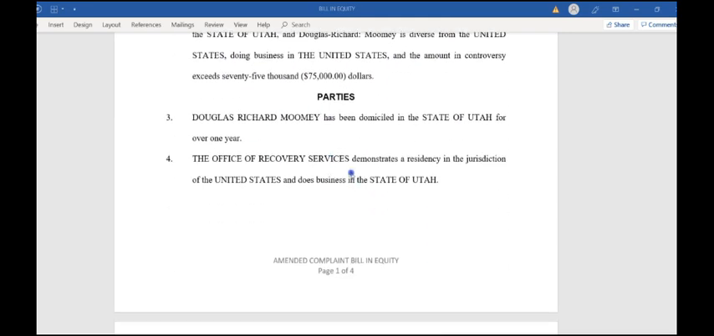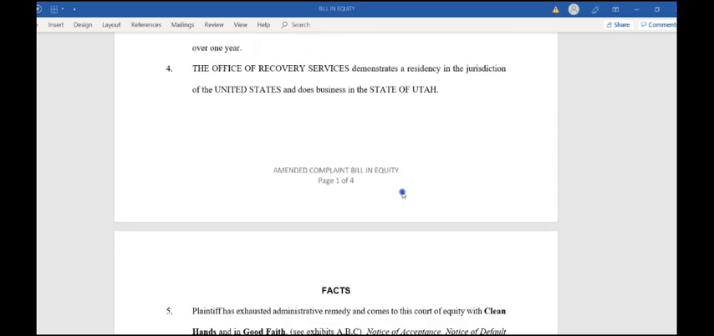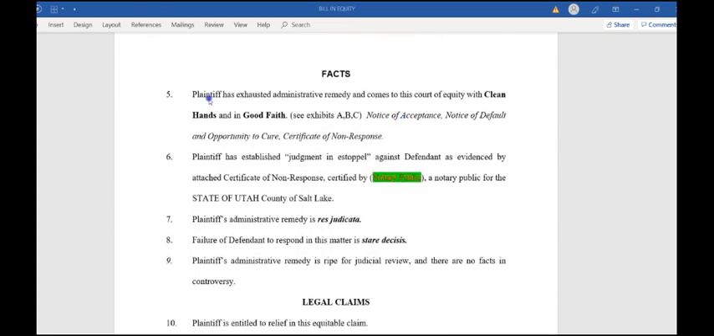Who are the parties? The party is the all caps name, who has domiciled in the state of Utah, that's a corporation, for over 1 year. The Office of Recovery Services, whether it's federal, whether it's run by the feds, they operate and they reside in the jurisdiction of the United States and they do business in Utah, right? Okay, we got them so far. Here's the facts. The plaintiff, that's me, I have exhausted my administrative remedy and I come to this court of equity with clean hands and in good faith.